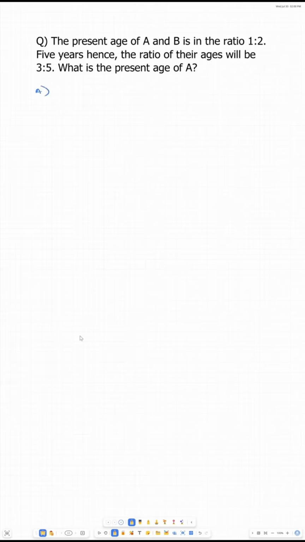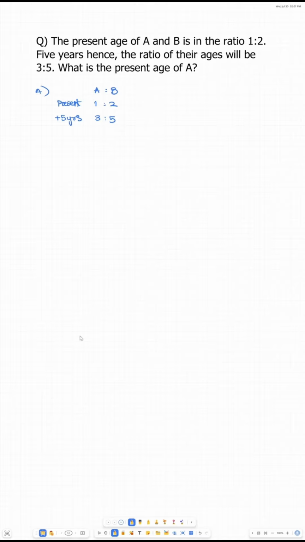Let us see how to solve it easily. The present age ratio is given as 1:2. And 5 years hence means after 5 years, the ratio is given as 3:5. The condition in ages is that the difference of ages between two people is always the same at any point of time. Let us see whether that condition reflects in the ratio.